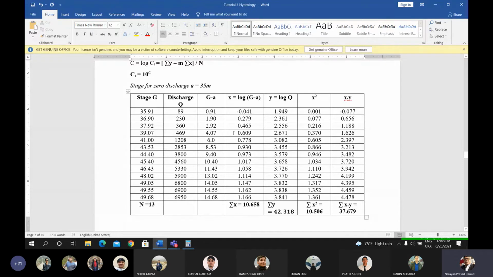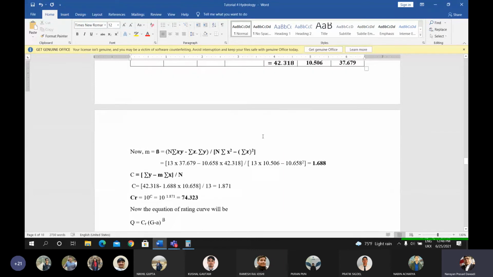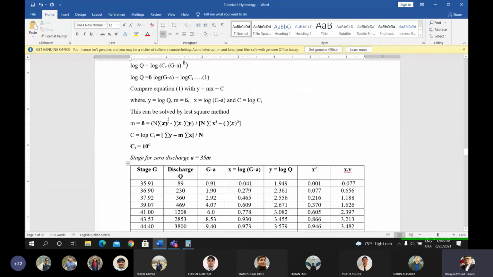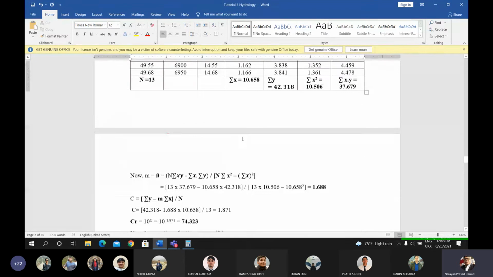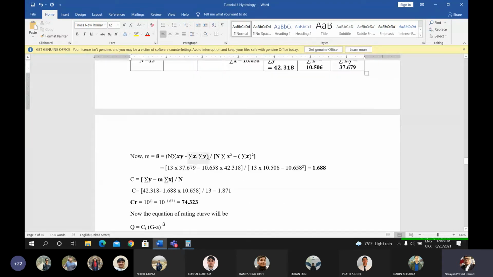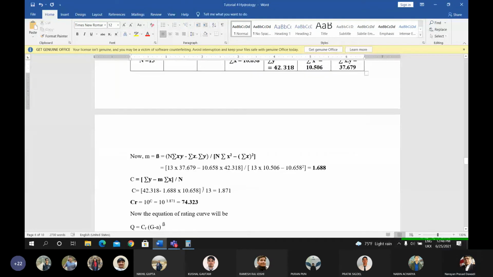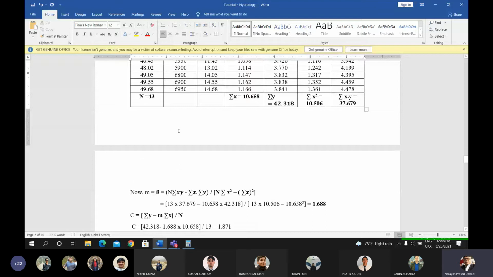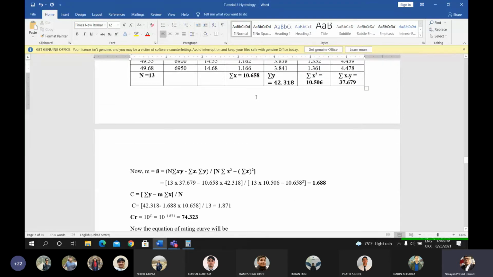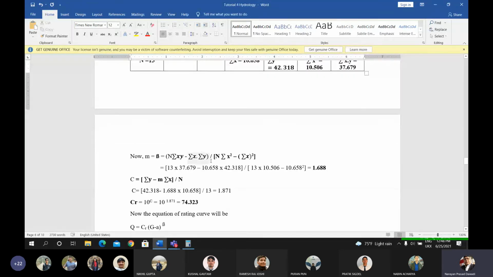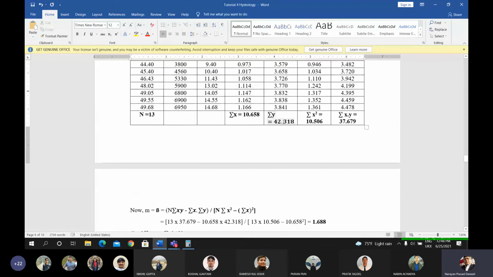After getting this, use the formula m is equal to beta is equal to n summation xy minus summation x summation y, divided by n summation x square minus summation x whole square. This is given here, and the values are put in. The number of data n is 13, summation xy is 37.679, minus summation x, 10.658, into summation y, 42.318.